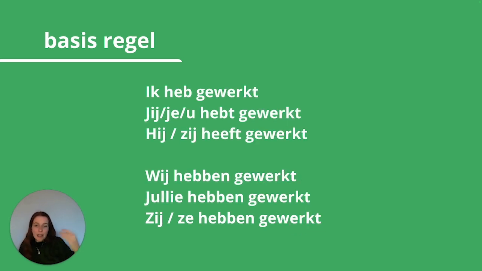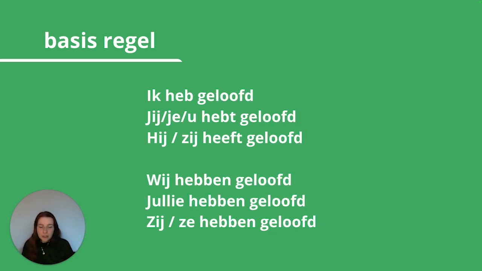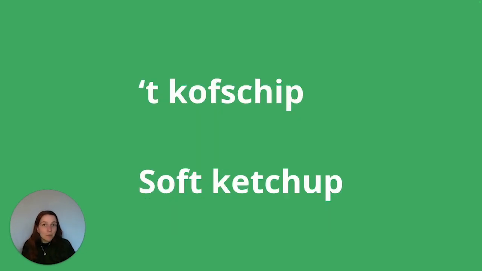We conjugate hebben or zijn in the present tense. Heb, hebt, heeft, hebben, hebben, hebben. And then we are going to be adding the voltooid deelwoord. And that's the basic rule of how to conjugate the regular verbs in the present perfect.